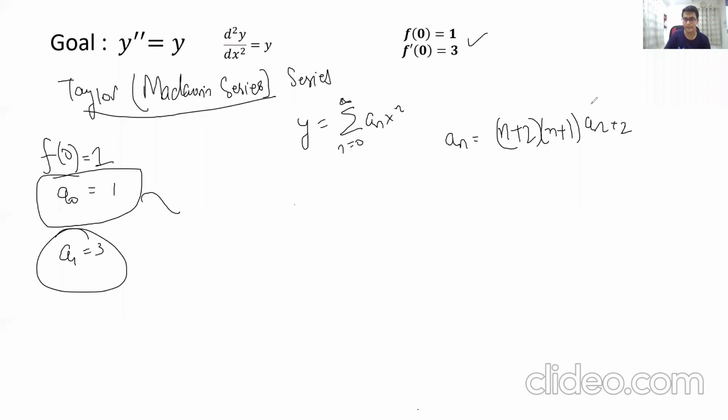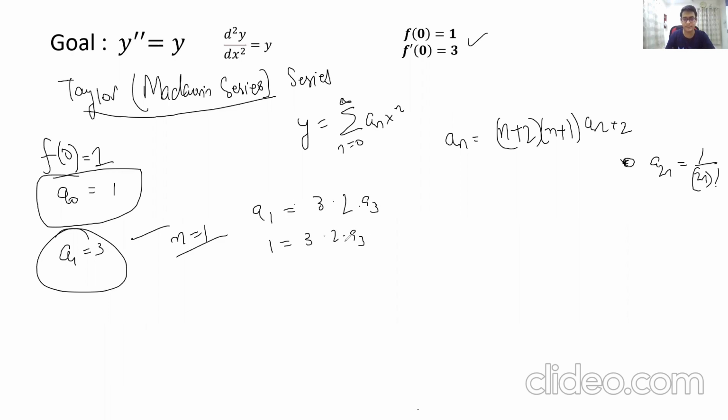So let me write this over here. We know that a2n is 1 over 2n factorial. And if you're wondering, if you put n is equal to 0 here as well, you get 1 over 0 factorial. 0 factorial is 1, so that's just 1 over 1, which is just 1. Okay, so now a1 is 3. Again, using the recurrence relation, putting n is equal to 1, we get a1 is equal to 3 times 2 times a3. So 1 is 3 times 2 times a3. a3 is 1 over 6.